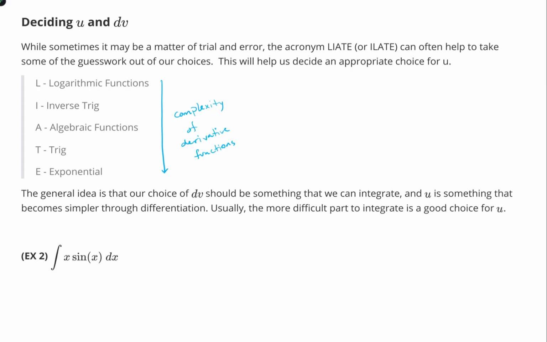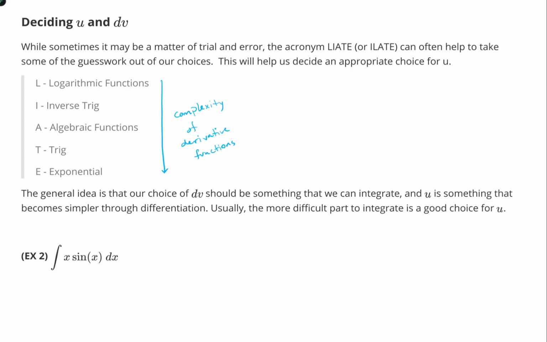Algebraic functions reduce in complexity when taking derivatives. Often you're talking about the power rule here, so they reduce in degree by 1 each time you take a derivative. Trig functions don't really reduce in complexity. They often just simply stay the same complexity or sometimes even get more complex. So for instance, the derivative of sine is cosine. The derivative of cosine is negative sine. So when you take derivatives of each of those, they stay the same complexity, basically. But when you differentiate some of your others, they actually get more complex.